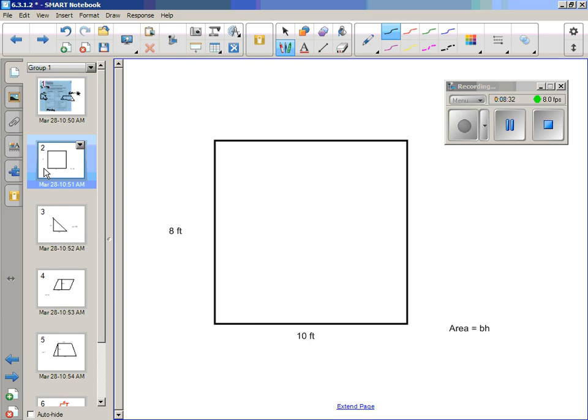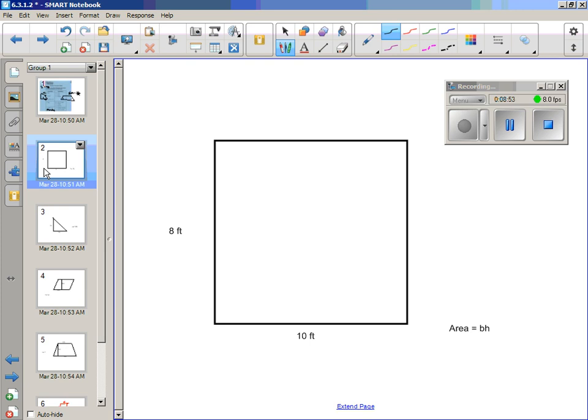Square. No, it's not. I know it's not a square. Why is it a rectangle? Because it has two sets of parallel lines. Two sets of parallel sides. Okay, it is a parallelogram as well, by the way. Okay, but to be a square, we'd have to have four congruent sides. We don't have four congruent sides.